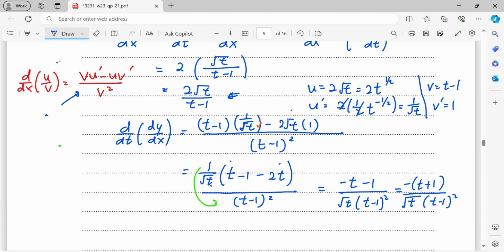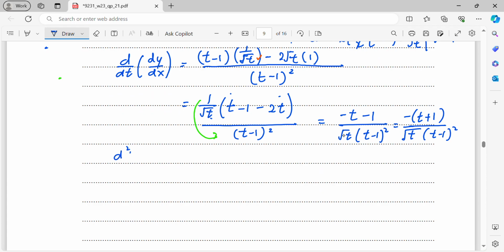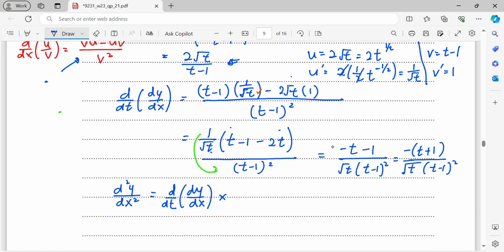This is my d/dt of dy/dx. And now I need to get d²y/dx². This is going to be differentiate the dy/dx, supposedly with respect to x, but now your dy/dx is in terms of t. Therefore, you differentiate with respect to t, and now I don't want the t, I want the x. Therefore, times dt/dx.